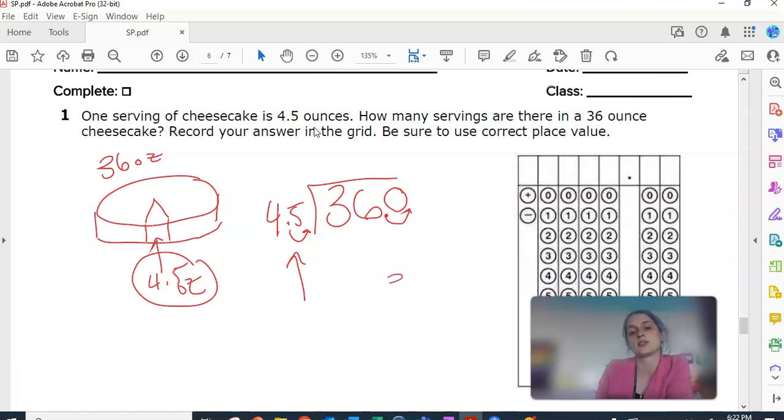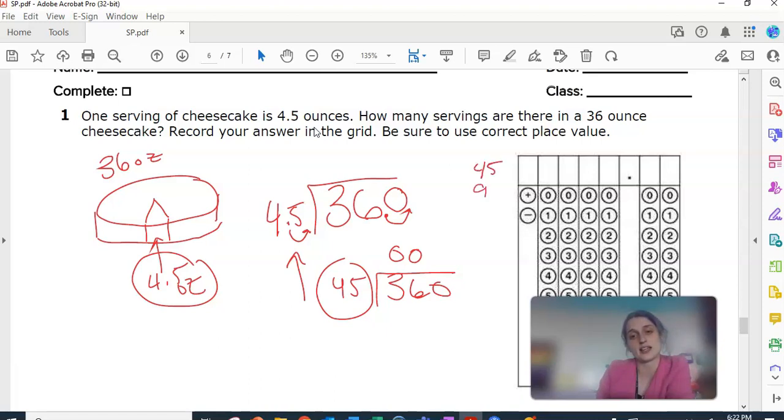This is now 360 divided by 45. Both of them are whole numbers. Even if the number inside your dividend was a decimal, that would be okay, so long as this number is a whole number, no decimals, we're good to go. So 45 and 360, all right. 45 goes into 3, nope. Goes into 36, nope. Goes into 360, yeah, probably.